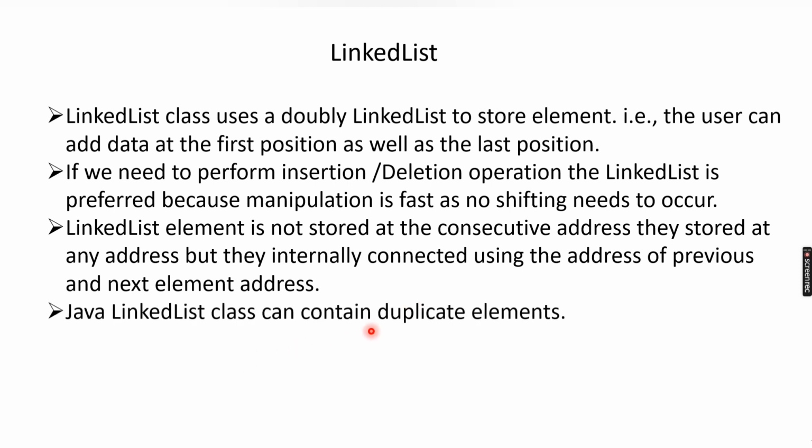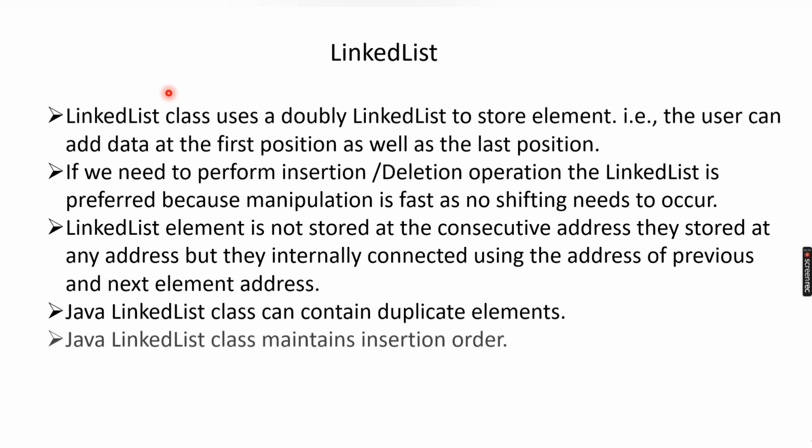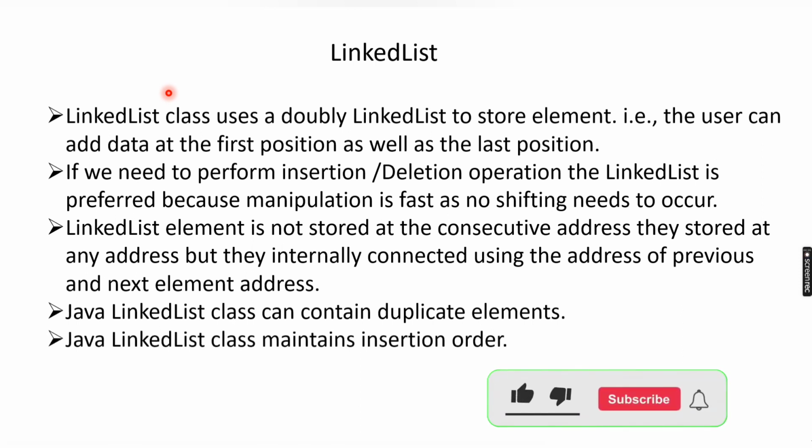So Java linked list can contain duplicate elements, as this particular LinkedList class implements the List interface. So what is the property of the list that we have seen in the ArrayList as well? They can contain duplicates and they maintain the insertion order. So the values will be stored in the same order as we have stored the values. So this was the theory about the linked list.